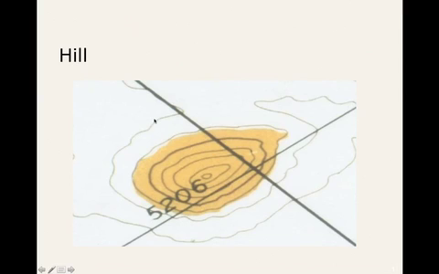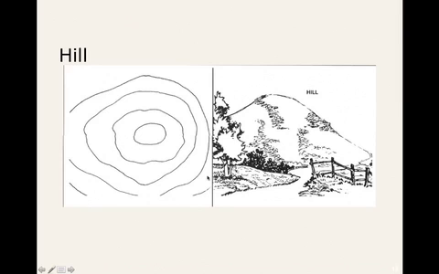A hill is a point or small area of high ground from which the ground slopes down in all directions, with contour lines forming concentric circles. The inside of the smallest circle is the hilltop. It's right there. Here are the contour lines of a hill. Here's a picture of a hill.